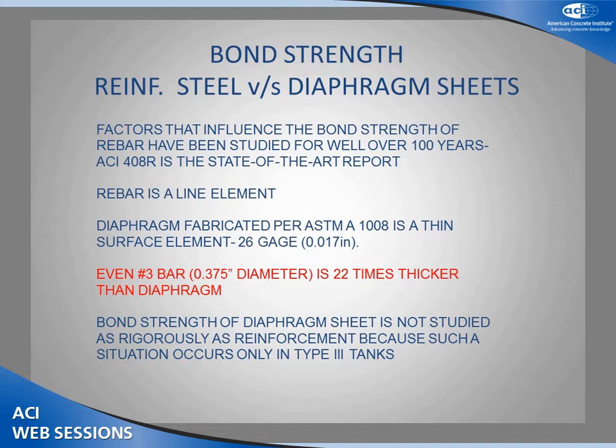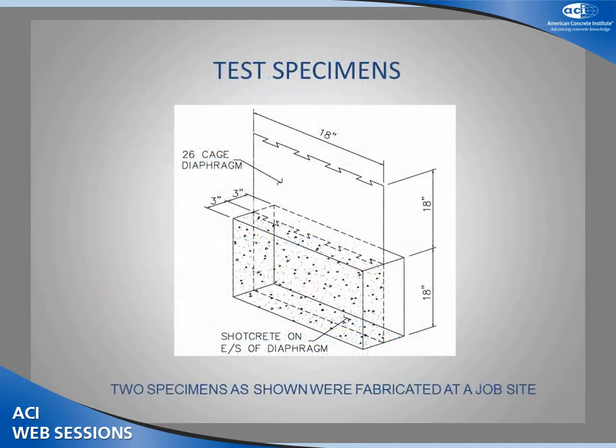So if you try to apply the research that is done on the bond strength of rebars, it may not give you correct answers and guidelines. And this situation occurs only in type 3 tanks. So that is the reason why it is not studied very rigorously. It has been studied, but not very rigorously. So to do our own test, what we did was we constructed 2 specimens. Now keep in mind, we have built and designed more than 3,000 tanks, and more than 1,000 tanks using this concept. But I'm presenting the theoretical basis of how the whole thing works here.